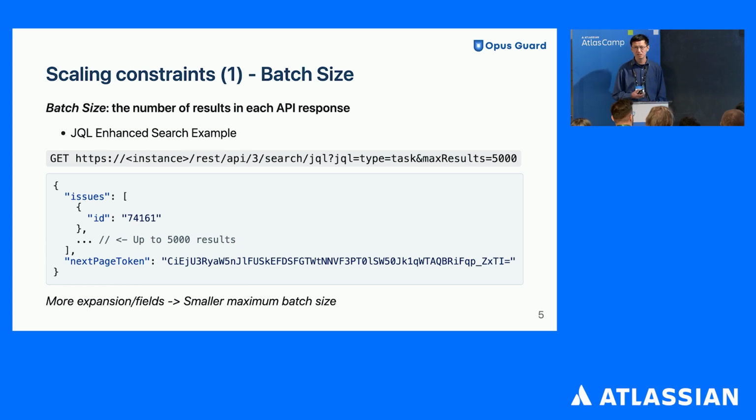In some cases, if you are only requesting the issue ID, for example, you can get up to 5,000 results per request. But as soon as you're adding more fields, you're getting down to maybe 100 or sometimes even less. So the batch size is obviously a constraint that you are working with.